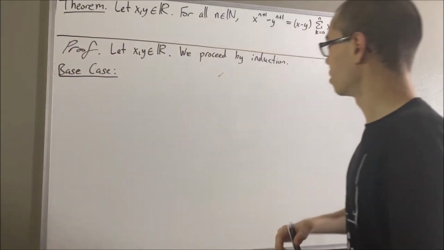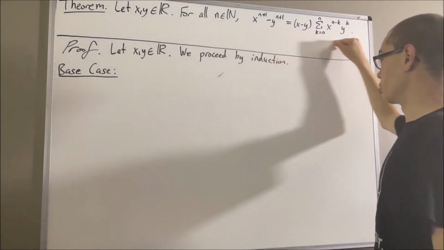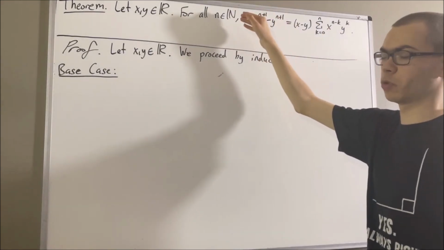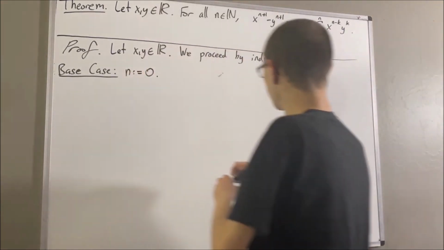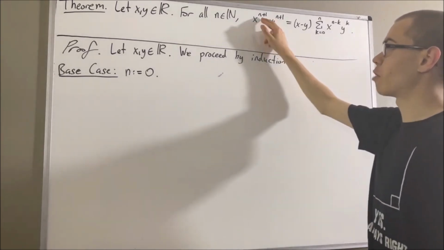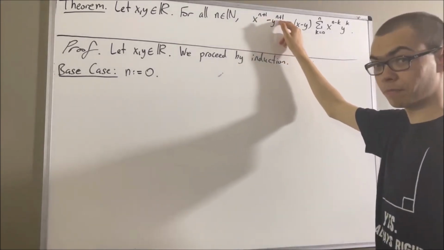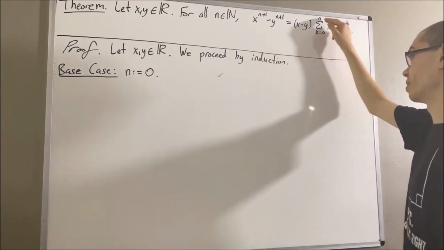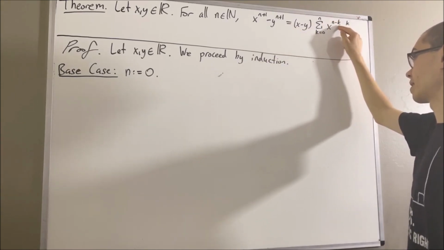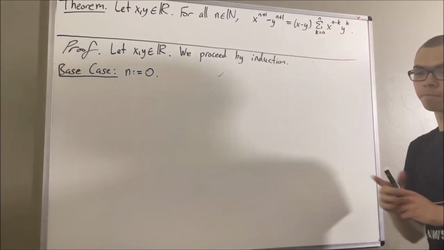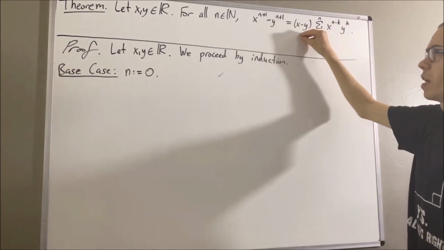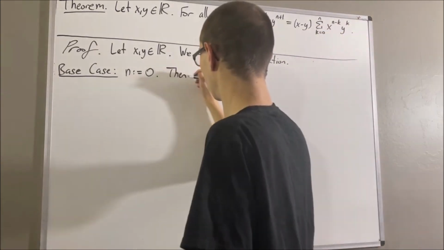Now in the base case, we're trying to prove that this is true in the case where n is the smallest natural number. And for us, we'll say it's 0. Which means we want to prove that x to the power of 1 minus y to the power of 1 is equal to x minus y times the sum from k equals 0 to 0 of x to the power of 0 minus k times y to the power of k. So to prove that, let's just write out the right-hand side.